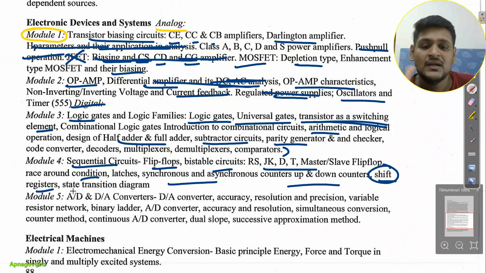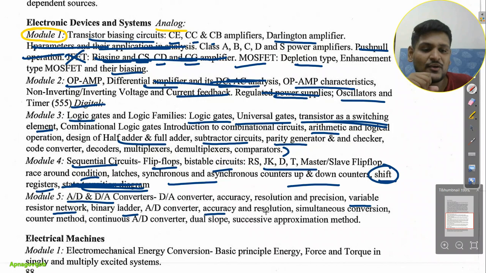So just do this. State transition, leave, no need to worry, just cancel it down. Next is your A to D converters. Favorite topic of all the examinations for NMDC, so you can expect at least one question from here. Basic resolution calculation or output calculation from DAC, ADC, right? Then variable resistor network, binary ladder, A2D accuracy, resolution, basic things are there.